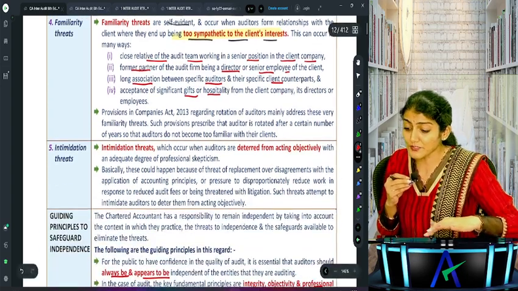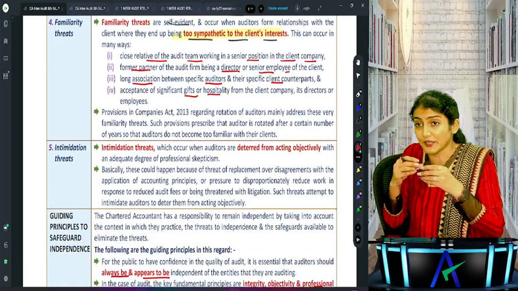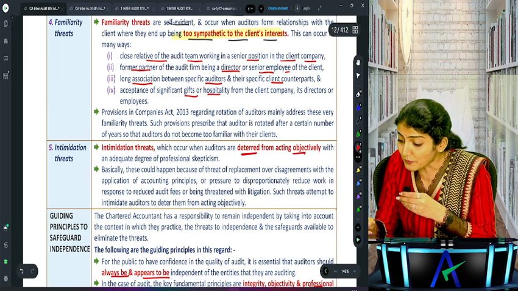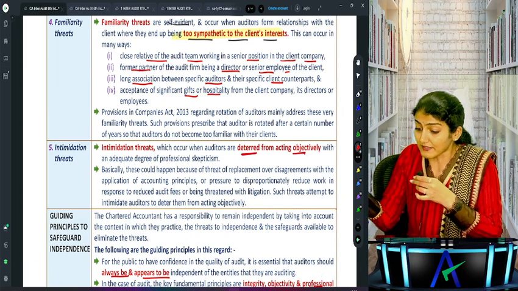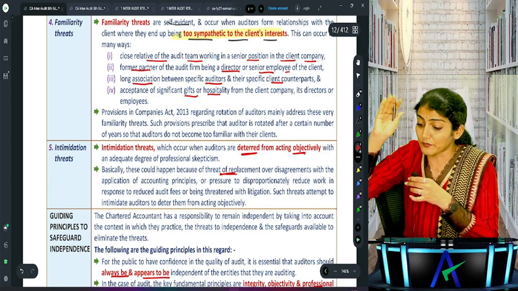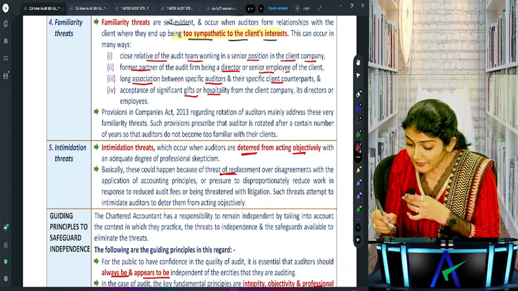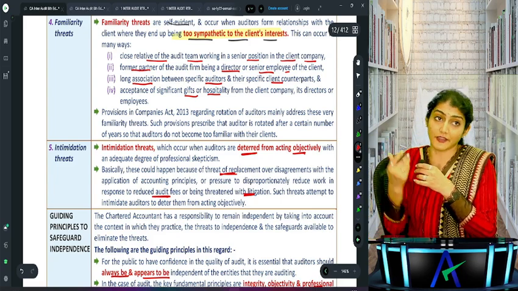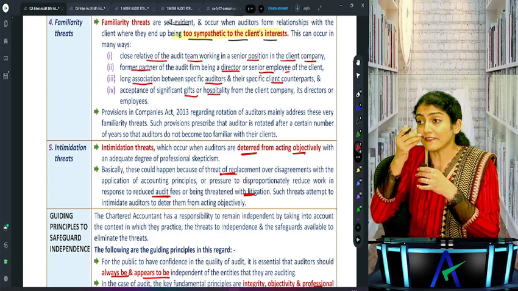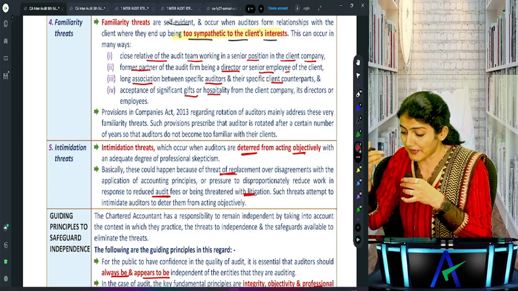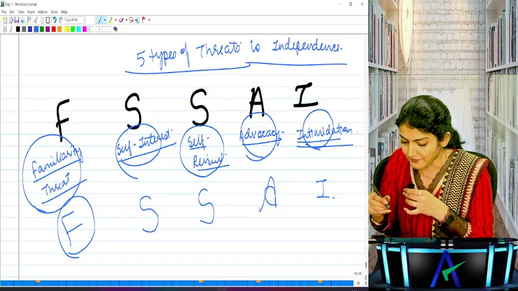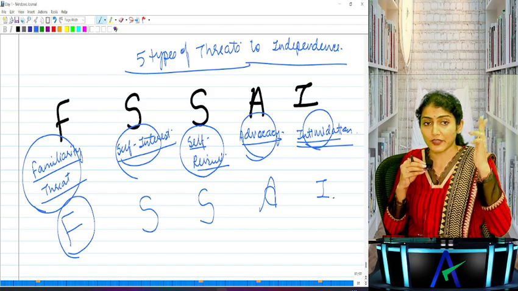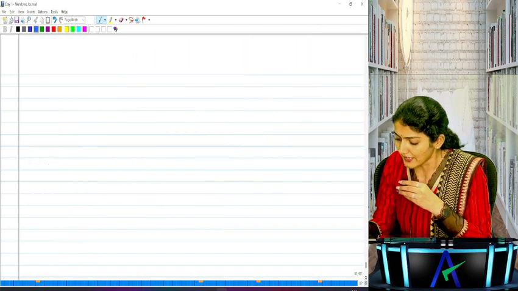Right. And the last one is intimidation threat. Intimidation, they are threatening you, and so you are deterred. Deterred means what? You're stopped from acting objectively. Right? The threat of replacement. They are telling you we will change the auditor. They are telling you that we will reduce the audit fee, or they are threatening you with litigation. Right? So these are the 5 types of threats to the independence of the auditor. What are the 5 types? Familiarity threat, self-interest threat, self-review threat, the advocacy threat, and the intimidation threat.